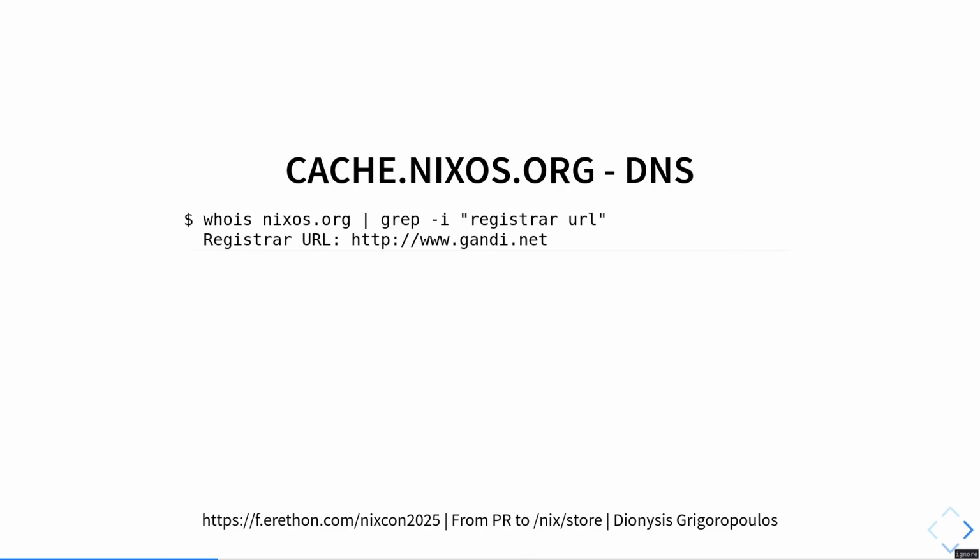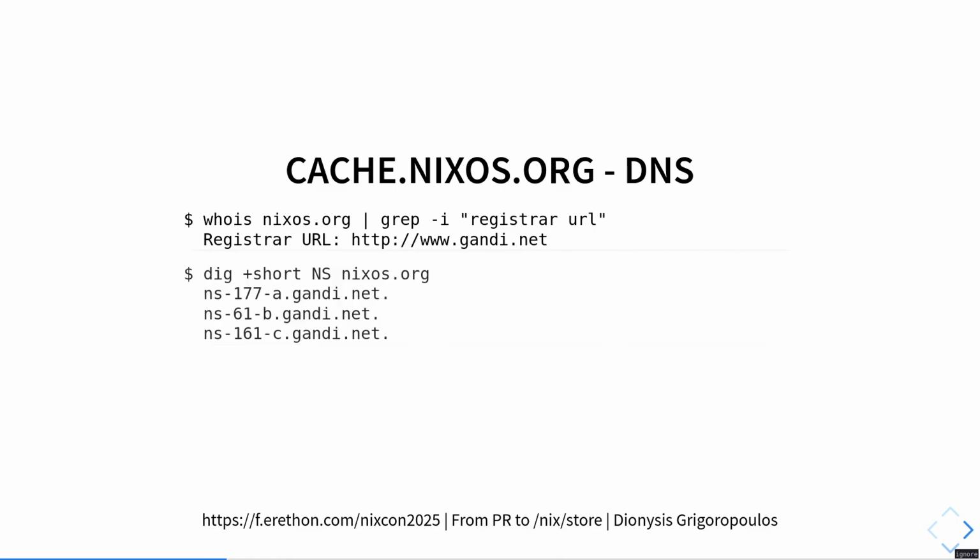Running a whois query on nixos.org, we see that it's registered in Gandi. Gandi is a French company that provides services for domain hosting and web hosting. Next, we can take a look at the name servers for nixos.org. Again, we see we're using the Gandi name servers. And finally, we can take a look at the A record for cache.nixos.org, and we see that it points to a Fastly domain currently.